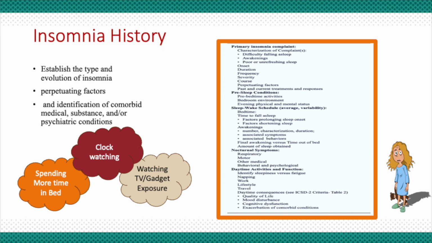So basically we want to rule out comorbidities that may be affecting him, and his daytime activity, because that perception is very important. A lot of times when we take history, we'll note that the patient may have simpler issues, like thinking too much in the bed, trying to plan his next day in the bed, watching the clock, or the clock ticking actually causing a disturbance in his sleep, or the TV and gadget exposure being the culprit.